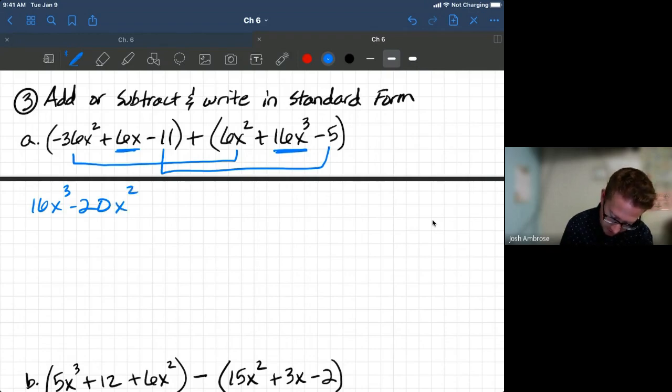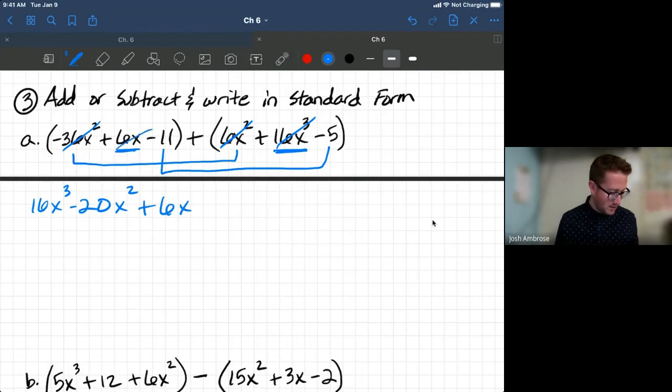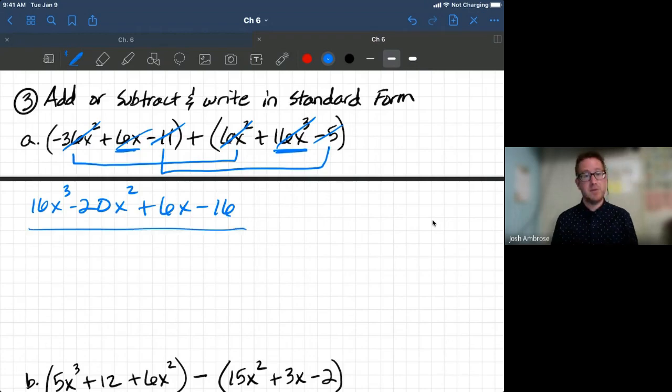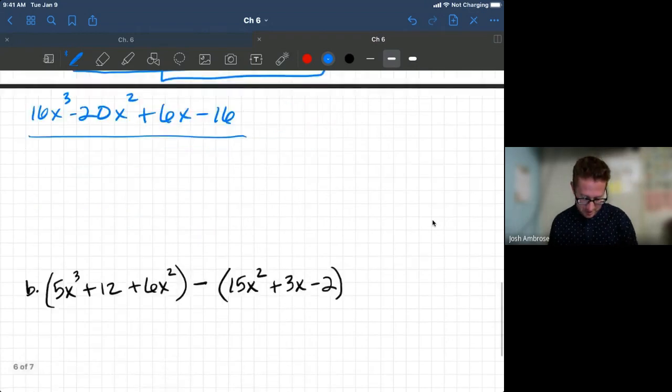So we took care of that. Then next in line is the plus 6x. We took care of that. Then we have a negative 11 and a negative 5, giving us a negative 16. Took care of that. So that's it. That's us using addition, combining like terms, and writing it into standard form. All right, perfect. Let's move down here.